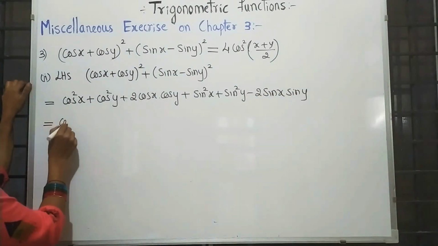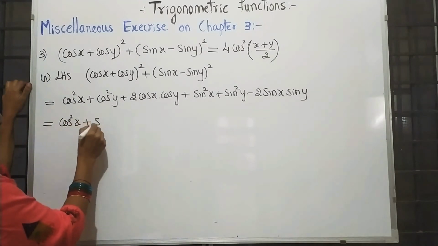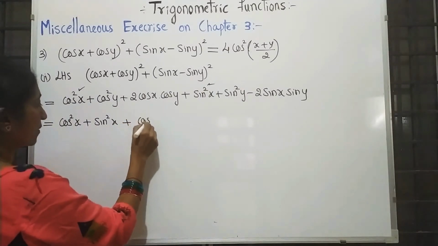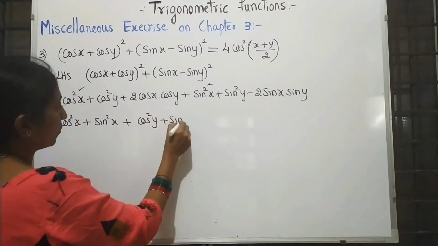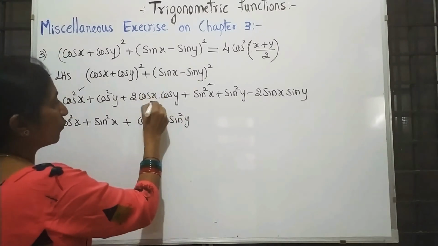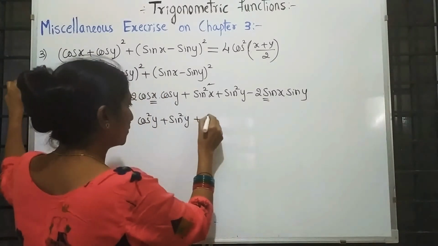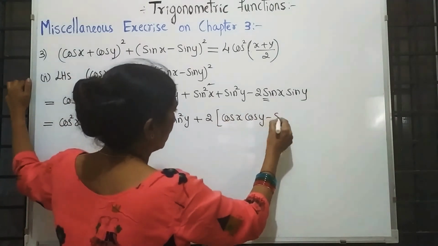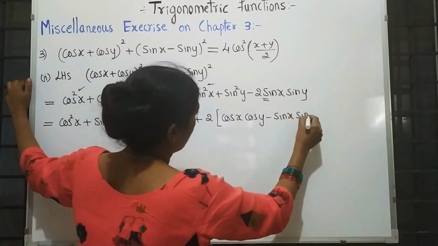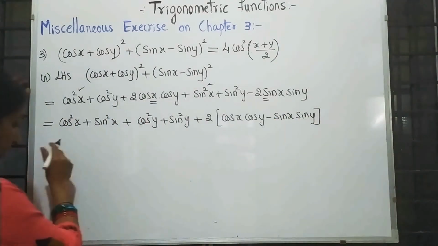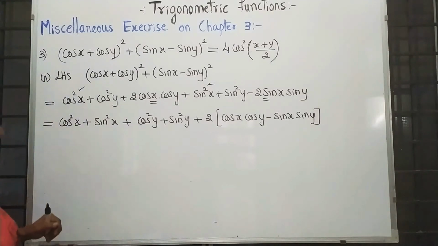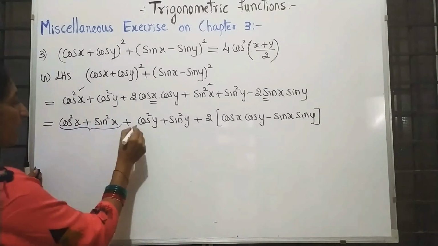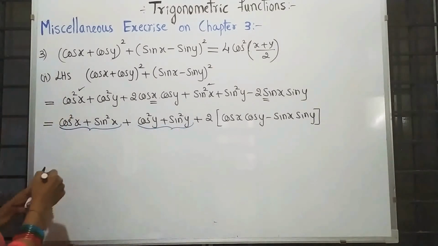Here I am rearranging this. Cos square x plus sin square x, this term. Then cos square y plus sin square y, next terms. Then from here I took 2 common, plus 2 in the bracket, cos x into cos y minus sin x into sin y. So already you are familiar. What is cos square x plus sin square x? The trigonometric identity. This and this term. Cos square x plus sin.